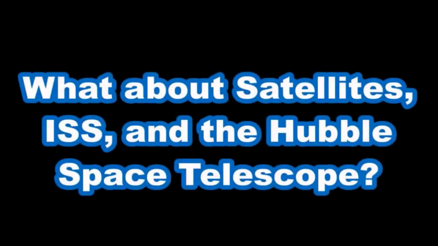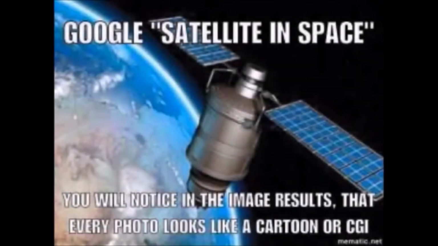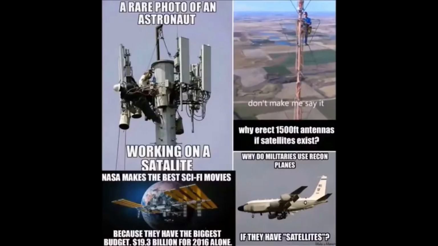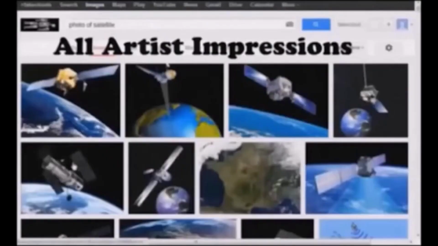What about satellites, ISS, and the Hubble Space Telescope? It might sound crazy at first, but satellites do not exist. NASA claims to have satellites, space stations, and telescopes out in outer space, sending back fake CGI images and videos for everyone to eat up. The truth is, however, these are all hoaxes, and that explains all of the terrible CGI editing we receive.